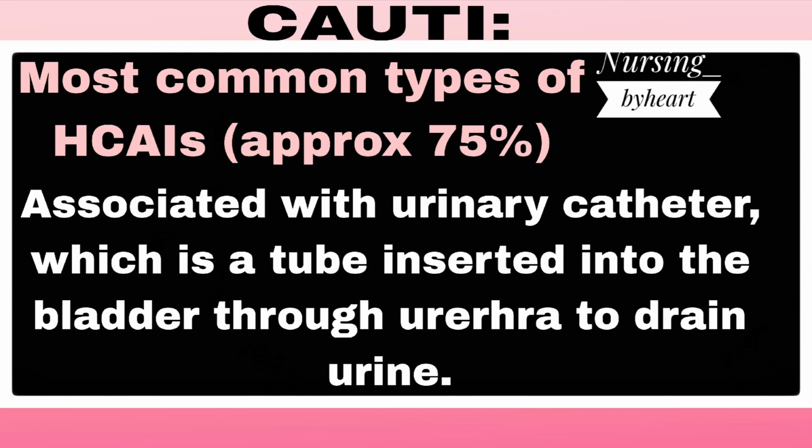First, we will discuss CAUTI. It is the most common type of HCAI, approximately 75%. It is associated with a urinary catheter, which is a tube inserted into the bladder through the urethra to drain urine.